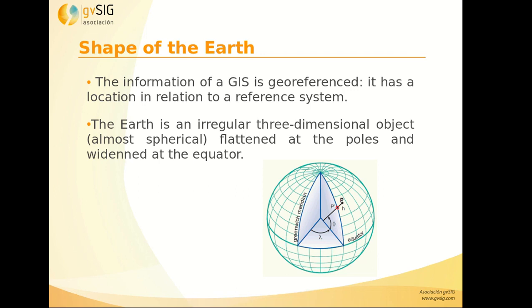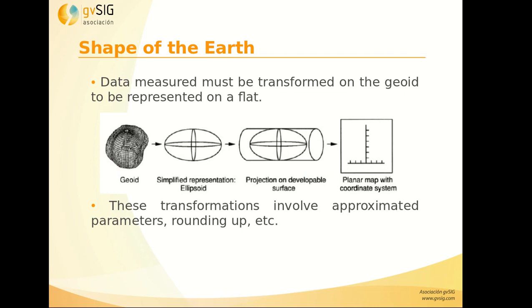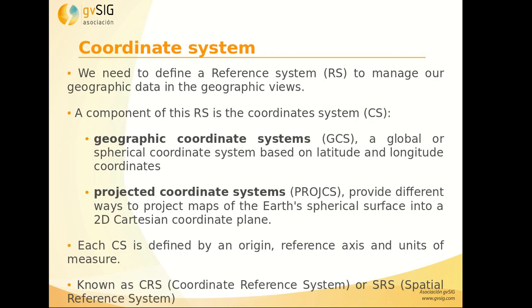The Earth is an irregular three-dimensional object, and its shape is similar to an ellipsoid of revolution. The actual measurements made on the surface of the Earth are, however, referred to the geoid. So when we define a reference system, we do it on an ellipsoid of revolution. The data must be transformed on the geoid to be represented on a flat. So several transformations can be applied for that.